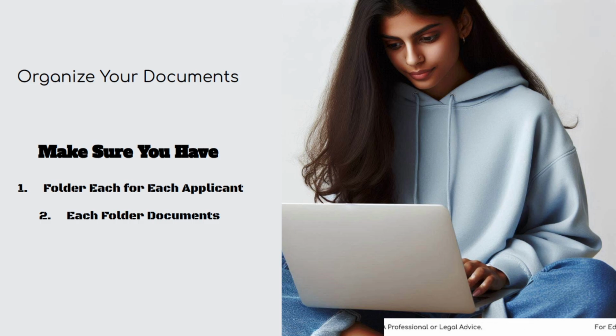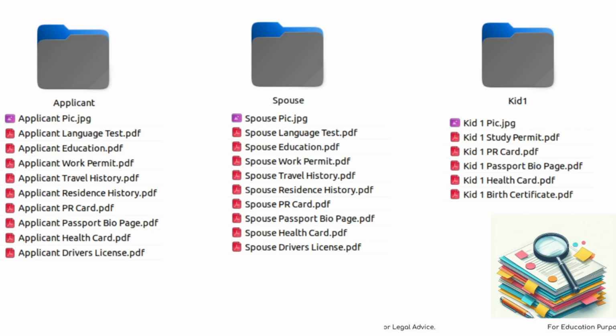In your computer, have a folder for each of the applicants. And then in each folder, you will have documents for each applicant. So for example, if you are applying alone, have a folder for yourself. If you're applying with your spouse, have a folder for your spouse. If you're applying with your spouse and kids, have a folder for yourself, spouse, and kids. In this particular scenario, I'm taking an example where you are applying with your spouse and your kid.